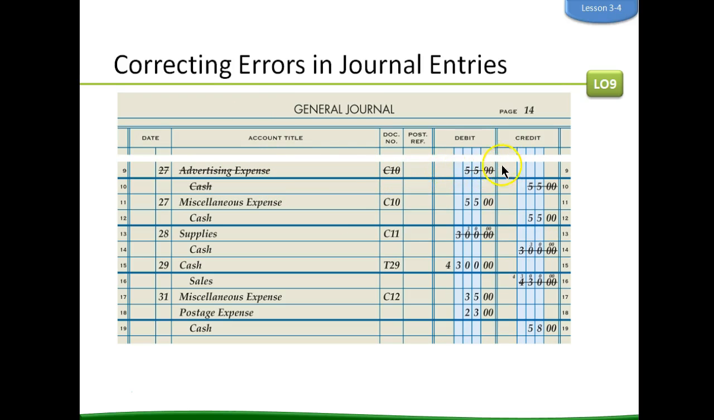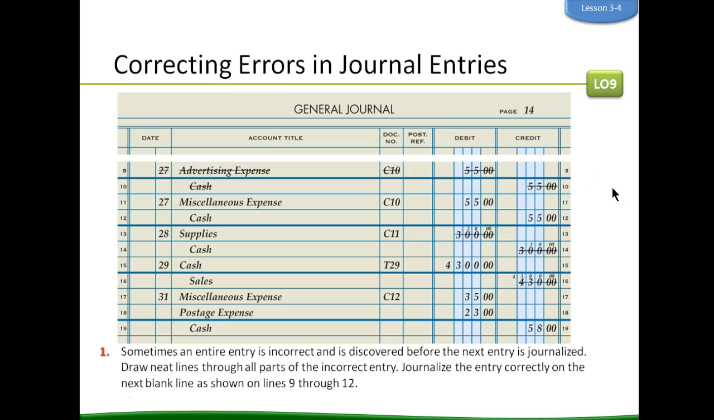You just line through the mistake that you made, and it looks like we were debiting advertising expense and then crediting cash. In fact, that should have gone as a miscellaneous expense instead of advertising. So we just crossed out the error, and we went ahead and put the correct entry right below. So incorrect, we discover it before the next entry is journalized. We draw nice, neat lines through the bad entry, put in the correct entry, and you're done.